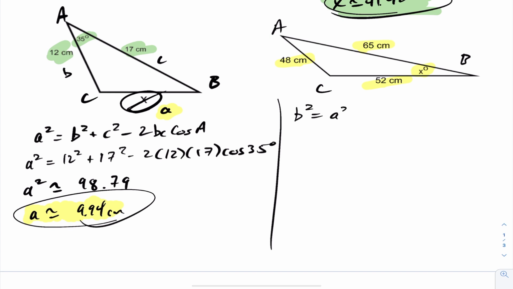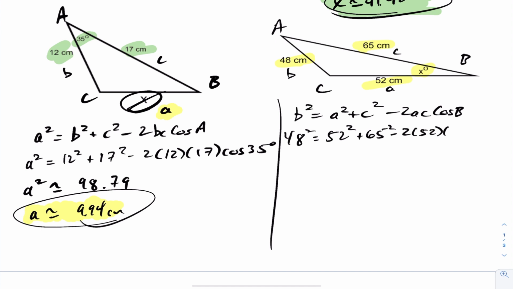So it's going to be b squared is the sum of the squares of the other two sides minus twice their product times the cos of B. Input everything you've got here. So this is my B, this is C, this is A, in which case we get 48 squared equals 52 squared plus 65 squared minus 2 times 52 times 65 times the cos of angle B. Bringing everything to one side here, we get 48 squared minus 52 squared minus 65 squared is negative 2 times 52 times 65 cos of B.